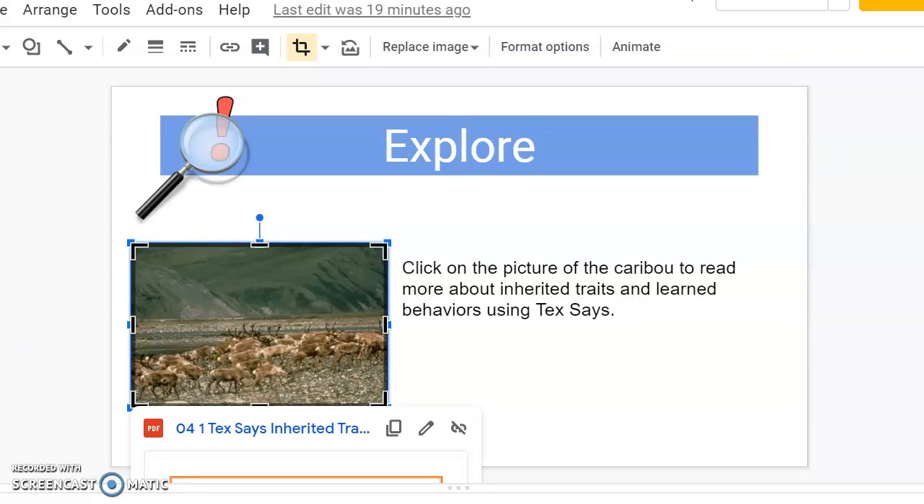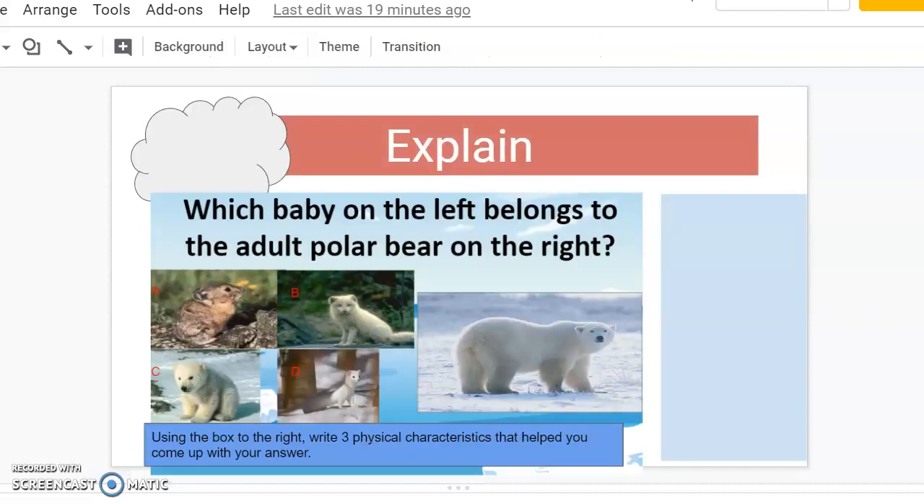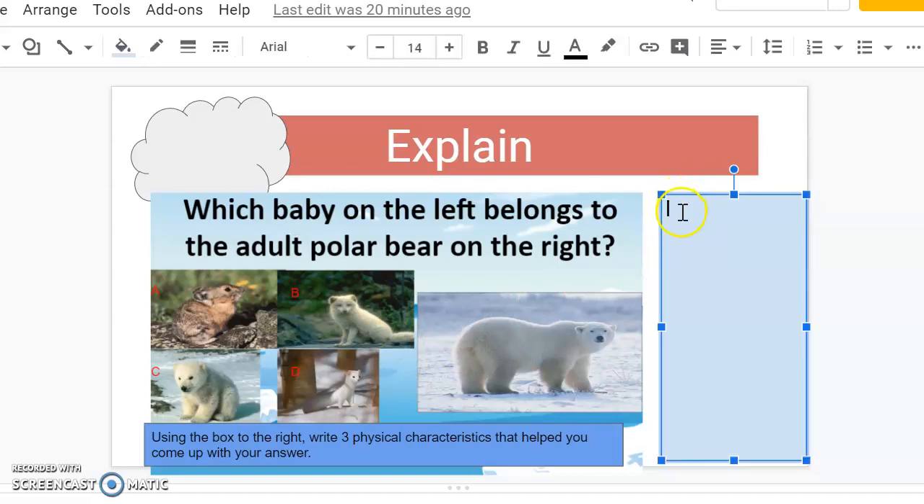And once you've read through that, you'll see here that there's the adult polar bear. What I want you to do is to figure out which baby on the left belongs to the adult polar bear on the right. If you look at the bottom, there is a question that I want you to answer and explain. So use the box to the right, writing 3 physical characteristics that help you come up with your answer. So 3 characteristics that the animal has that helped you figure out which one it was, and you'll write your answer right here.